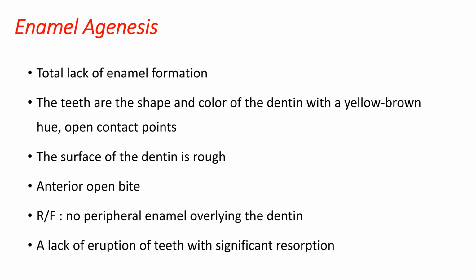Next is the agenesis pattern, which demonstrates a total lack of enamel formation. The teeth are the shape and color of the dentine with a yellow-brown hue, there are open contact points, and the crowns taper towards the incisal and occlusal surface. The surface of the dentine is rough and an anterior open bite is seen frequently. Radiographs demonstrate no peripheral enamel overlying the dentine, and there is a lack of eruption of many teeth with significant resorption.